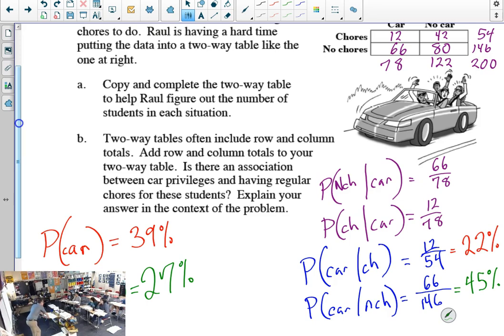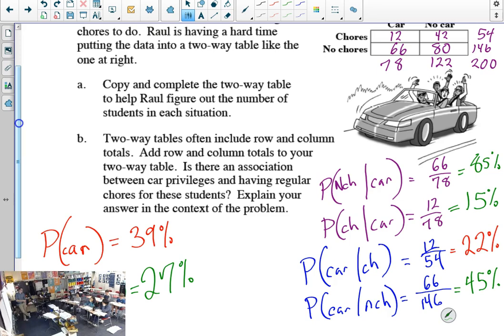Does having a car affect the probability of having chores? Yes, I would say lower. Well, that's going to be the complement, right? So that's just 85%. It has to be the complement. So if you have a car, it's much less likely that you have chores.